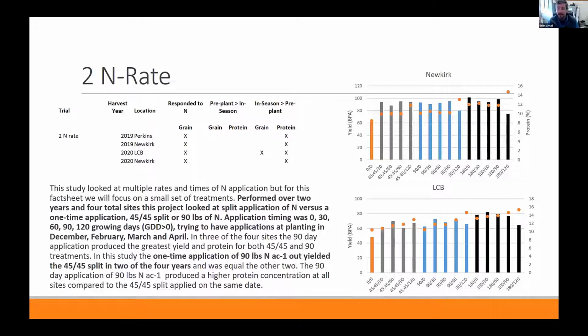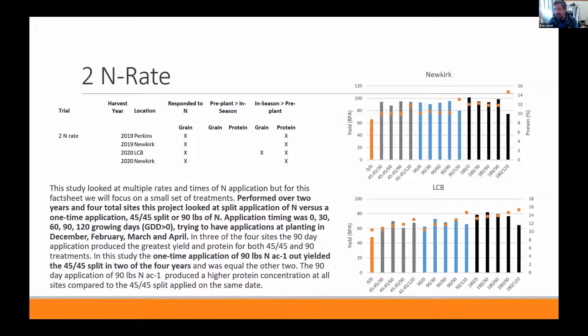That's a safe, low yield risk bet, but your efficiency's in the tank. Your pounds, you're paying more for that nitrogen than you would by waiting for it in season. Your cost is higher because you get such poor efficiencies.